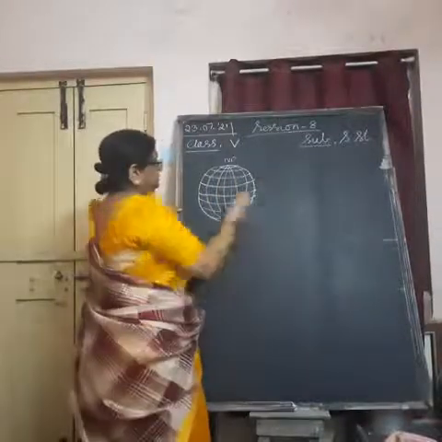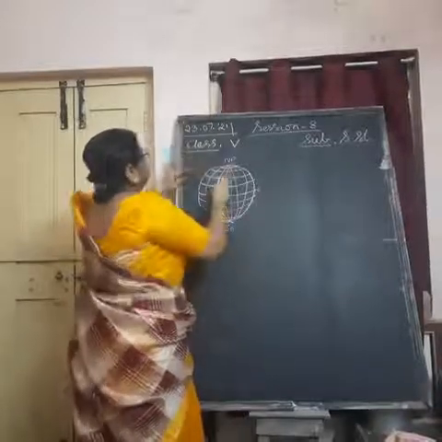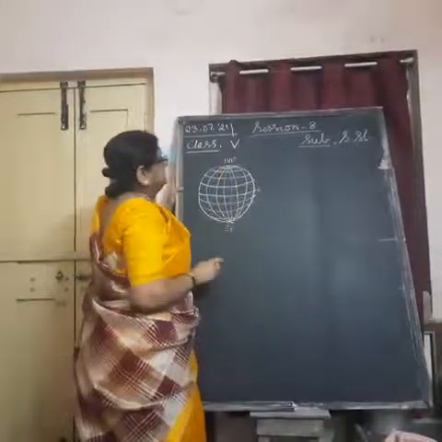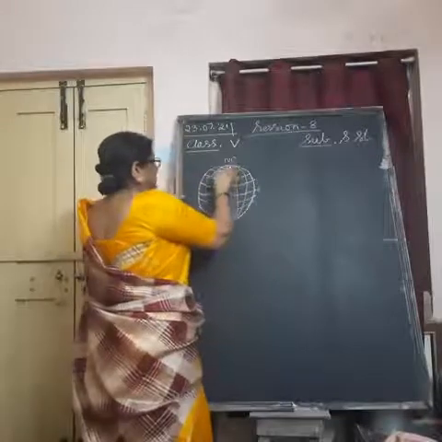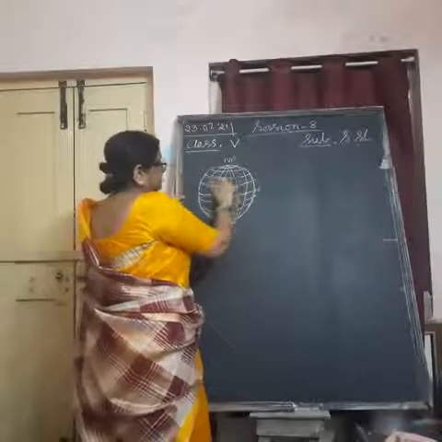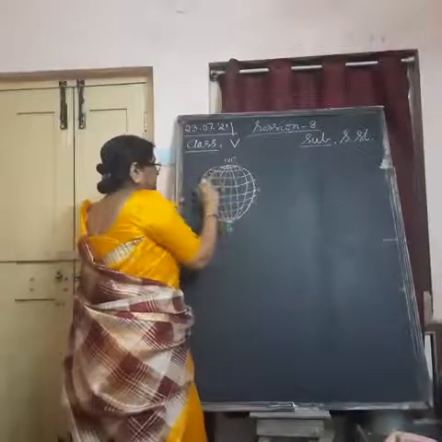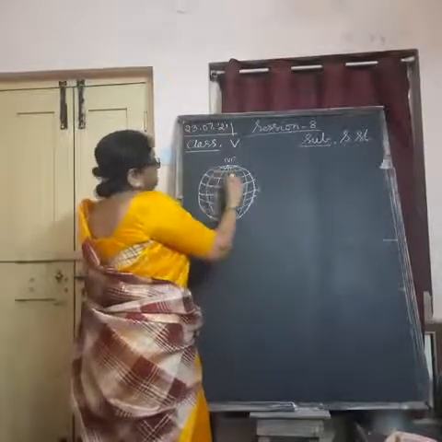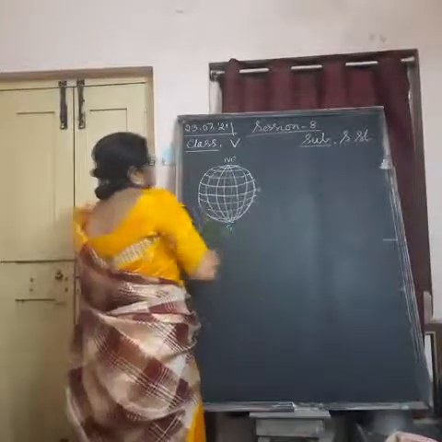Okay. So, what happens? These latitudes and longitudes cross each other. Longitude is crossing the latitudes. Latitudes are crossing the longitudes. In this way, by crossing them, they form the network of grids.